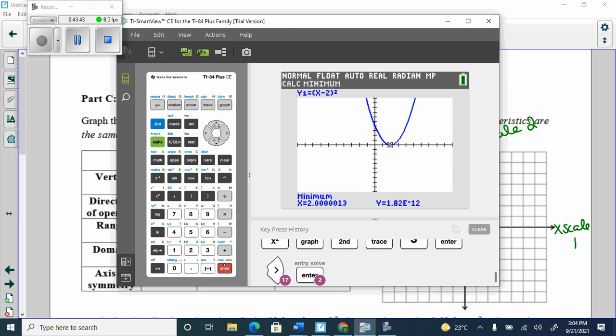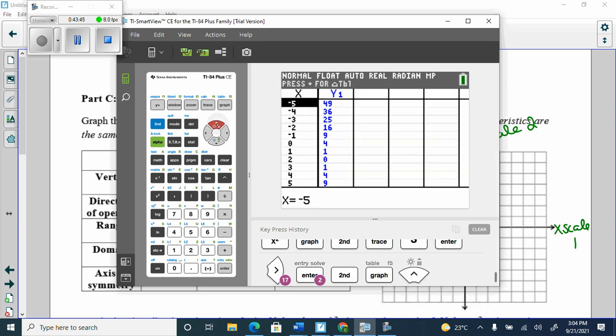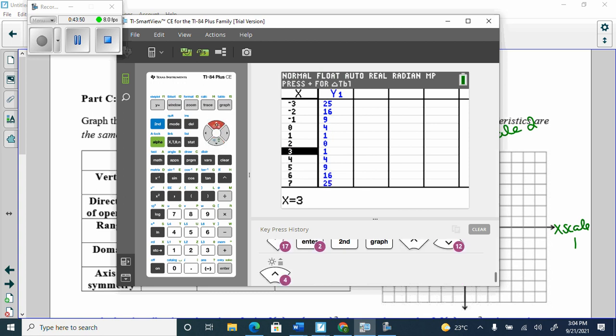I go second, graph, I find 2, 0. And I pick some above, some below, and I still plot the 2, 0, right?